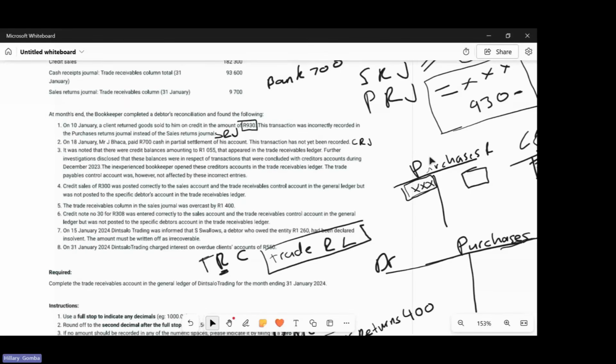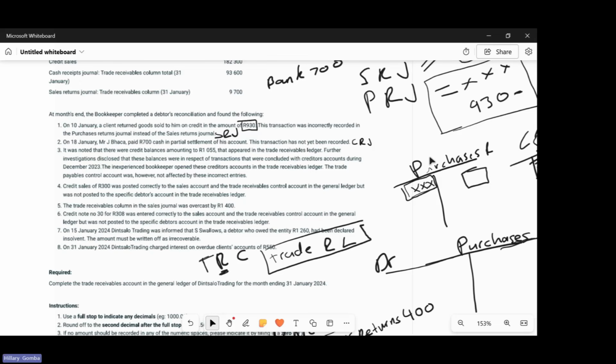Do you understand? Yes. Can I ask, is the trade receivables control account not the total of all the individual accounts? Yes, it is the total. So does that not say if an individual account is omitted, it will affect the total? Okay, it depends on the question as well. But most of the time, they will tell you that the individual account was omitted, but the trade receivables control account is up to date or is correct. Okay, understood.